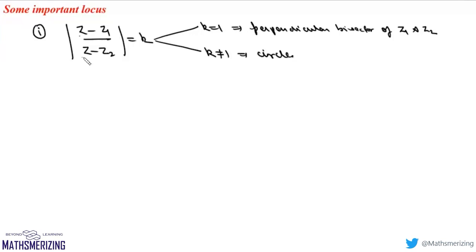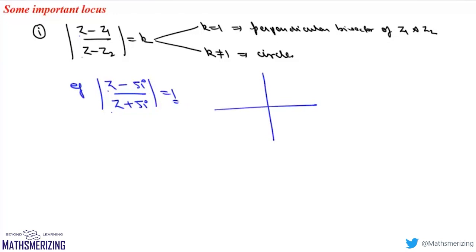provided coefficient of z in the numerator and denominator it must be 1. Now say for example, we need to find locus of z such that mod of z minus 5 iota upon z plus 5 iota is equal to 1. Now coefficient of z here is 1 and the value of k is 1. So that means this z, it will be perpendicular bisector of 5 iota and minus 5 iota.